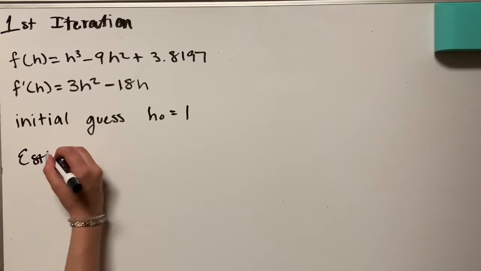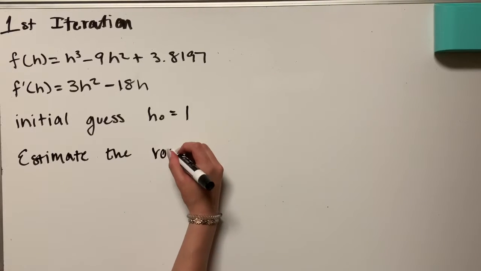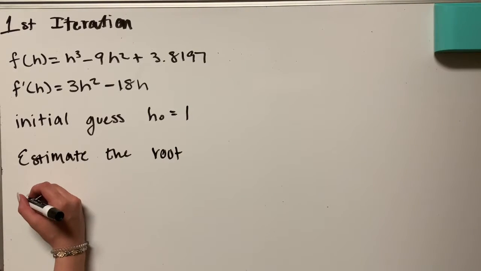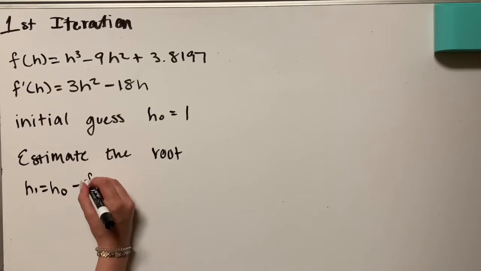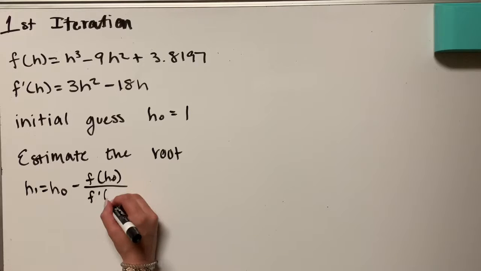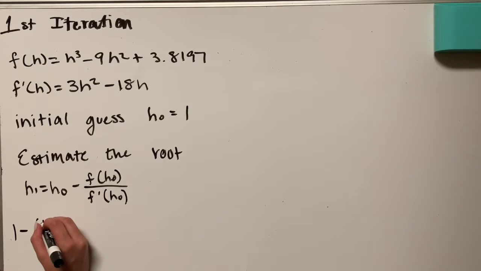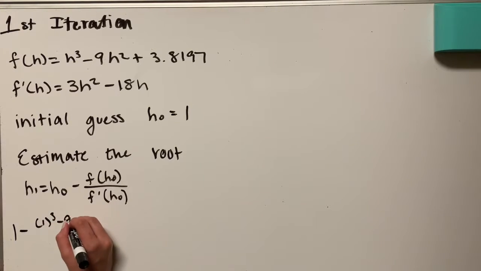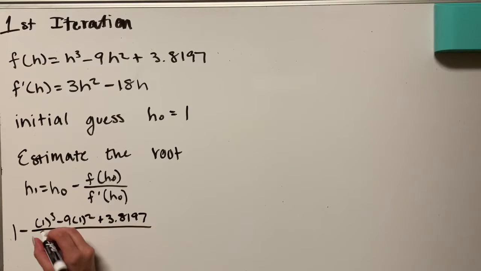Now using that guess, we're going to start off and estimate the root using Newton's formula. We're going to write down the equation first, and that's going to be h1 equals h0 minus f of h0 over f prime of h0. Now, in order to get these values, we'd have to plug them back into the equation to make sure that we can get what we need in order to solve it. I'm going to go ahead and plug them into the equation while keeping it in Newton's method's formula at the same time. So that's going to give me 1 minus 1 cubed minus 9 times 1 squared plus 3.8197 all over 3 times 1 squared minus 18 times 1.